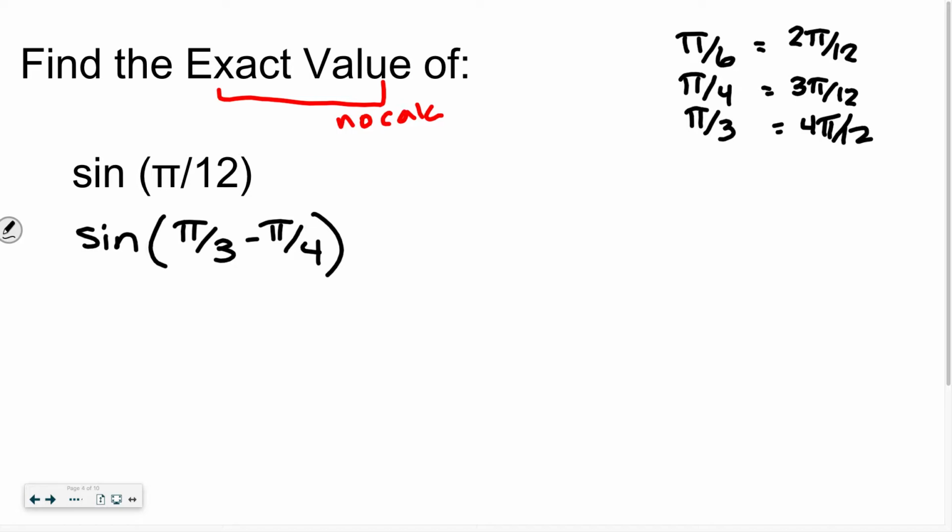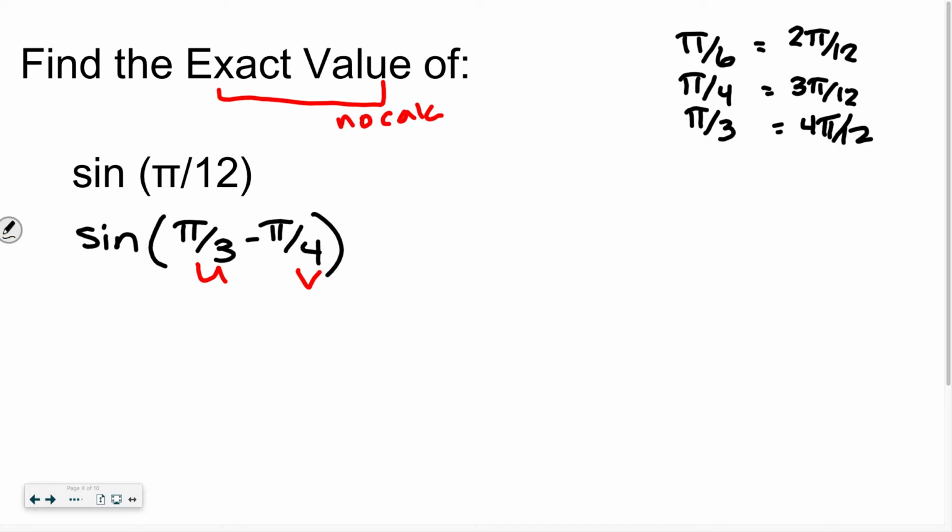So now that I have it separated into two angles, just assign them U and V. Now, one thing to note if you ever have a difference, these angles are always positive. So V is not negative pi fourths, it's just pi fourths. The minus sign here just means use the difference formula, not the sum formula.